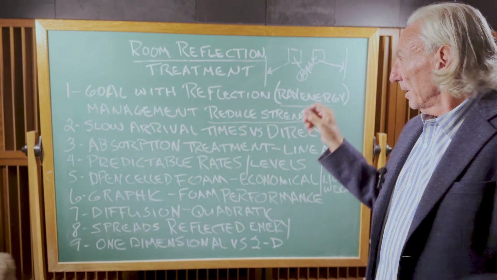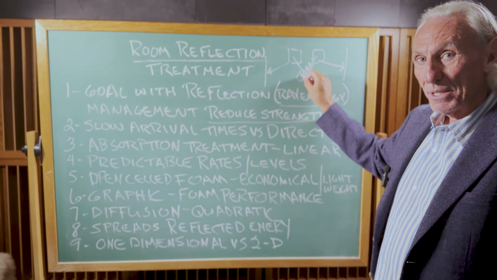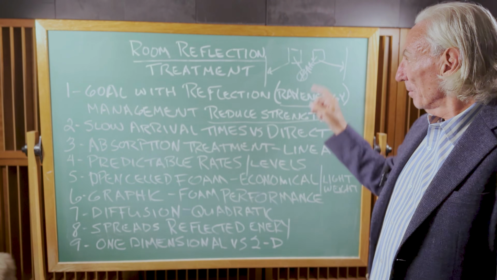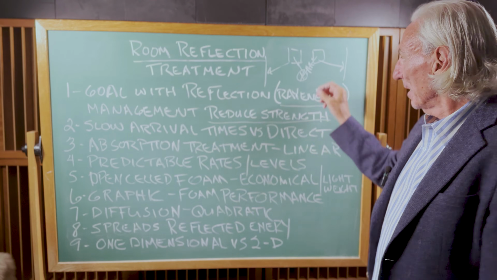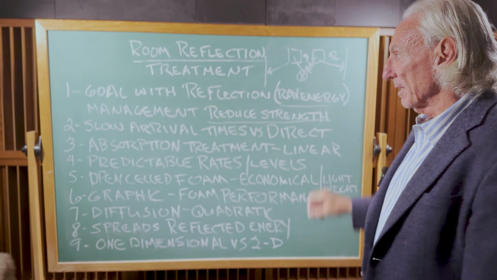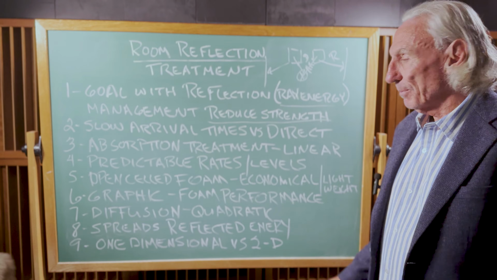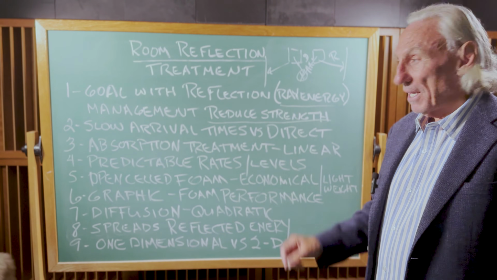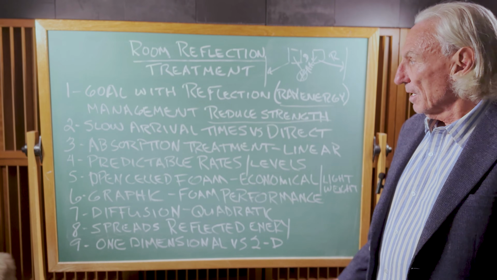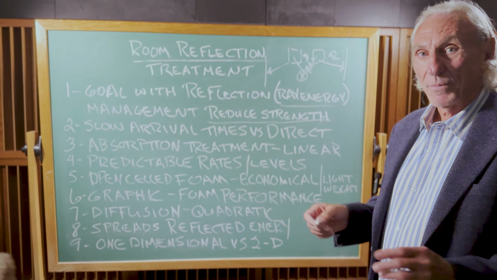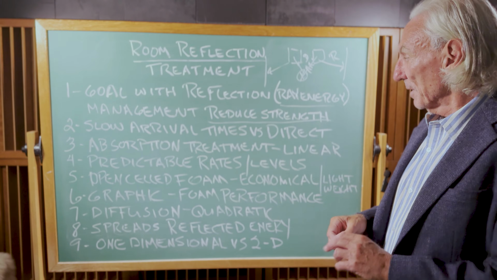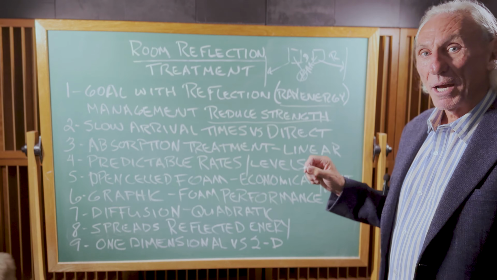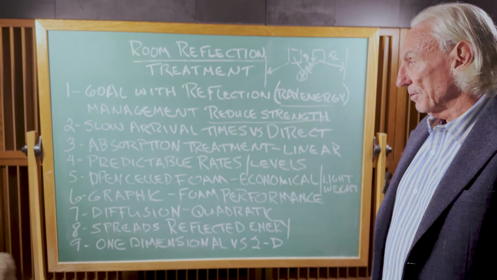We want the reflected energy to arrive at our ears behind the direct. Okay. So we want the direct first, then the reflected. So let's say direct versus reflected. We want to slow the arrival times because every time a reflection crosses that direct energy, you could call it phase, it's interference, it's distortion. So absorption is a common method that we use. We use it a lot because it helps manage this energy, reduce the strength, slow the arrival times, and get a cleaner direct energy there.